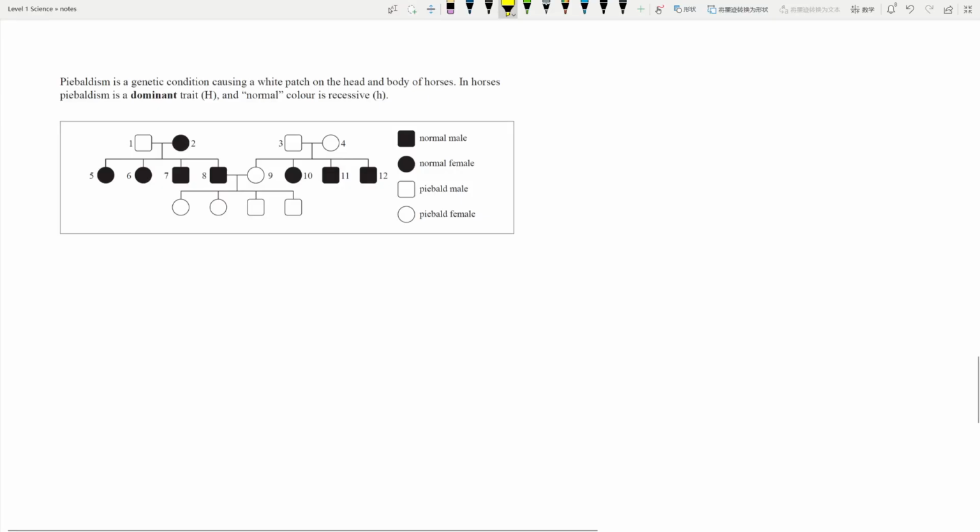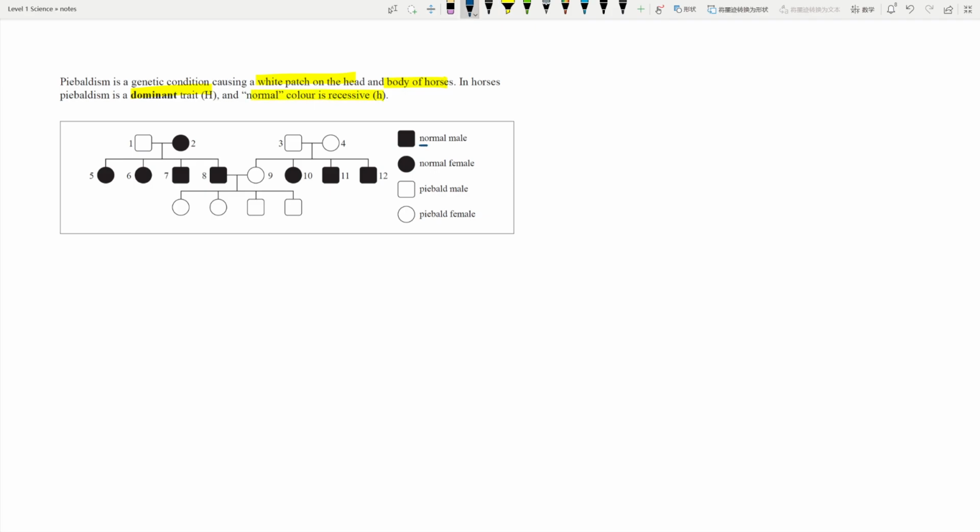So this is another condition. This has to do with horses having a white patch on the head or body, which is very, very common. So in horses, let's look at this. Bipodism is a dominant trait, which is capital H. Normal is recessive. Okay, so let's remember that.